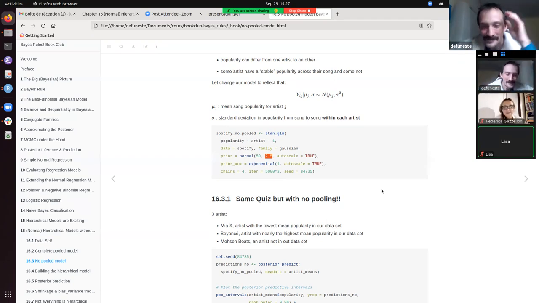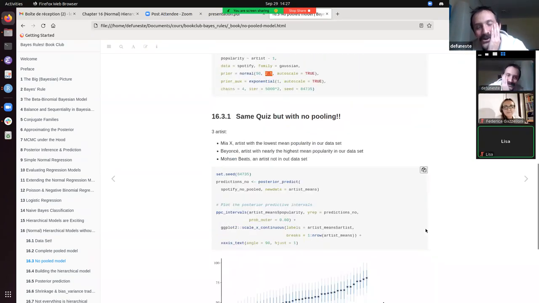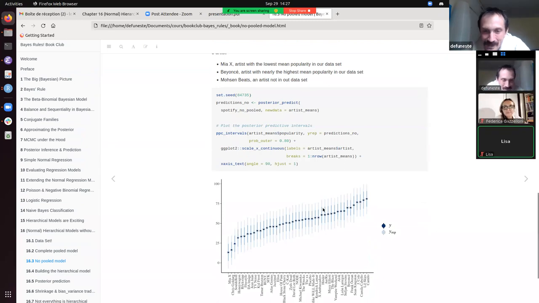Okay, let's go quick because this chapter is long. So obviously the prediction is way better for every artist, because we are basically doing a model with just the data of the artist, so it will totally predict that Mia X will maybe have a less popular song if she releases one, and Beyoncé will have more probability to get a hit.